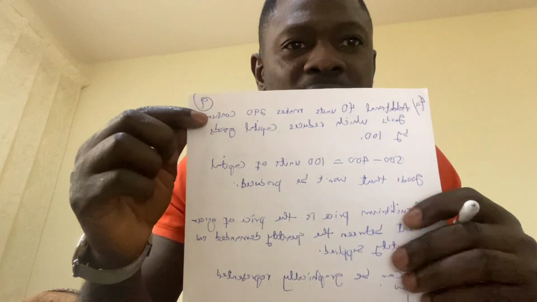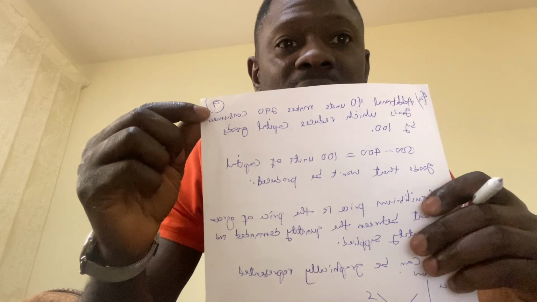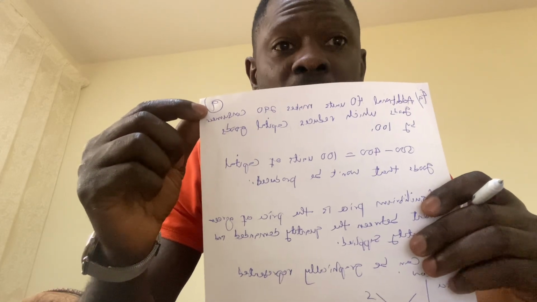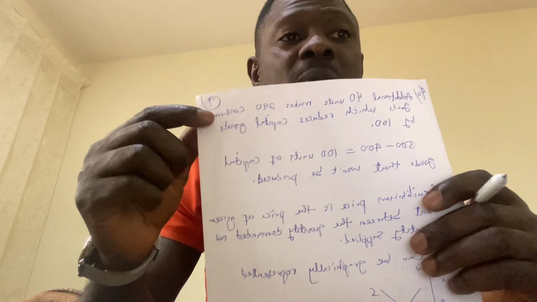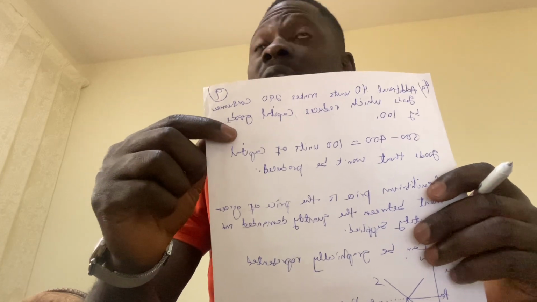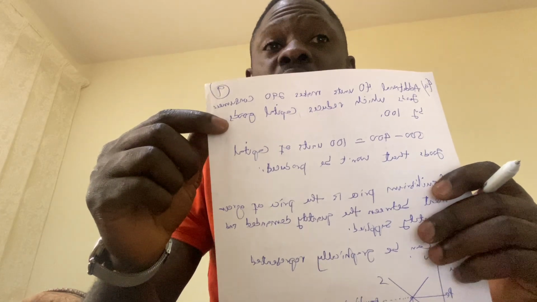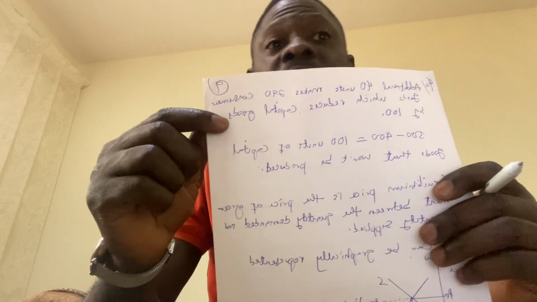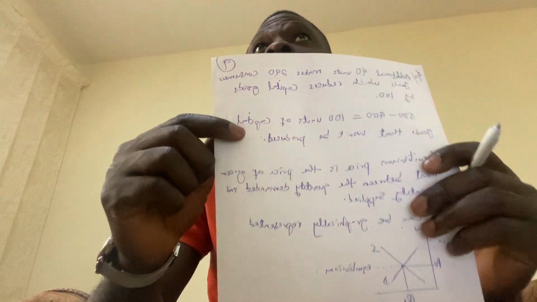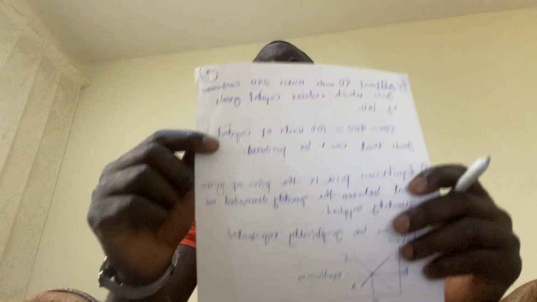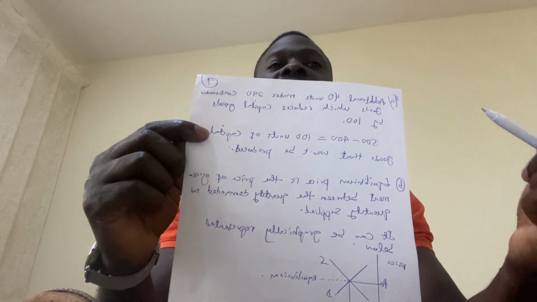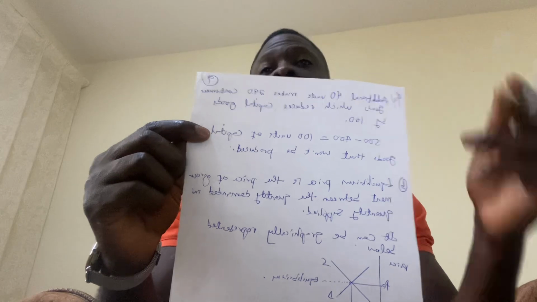So an additional 40 units makes it 290 of consumer goods, meaning that we won't be able to produce 500 capital goods anymore. So 500 capital goods will reduce to 400 capital goods. 500 minus 400 will be 100. So the opportunity cost here is the 100 units of capital goods that will not be produced because an additional 40 units of consumer goods have been produced. Is it clear, please?